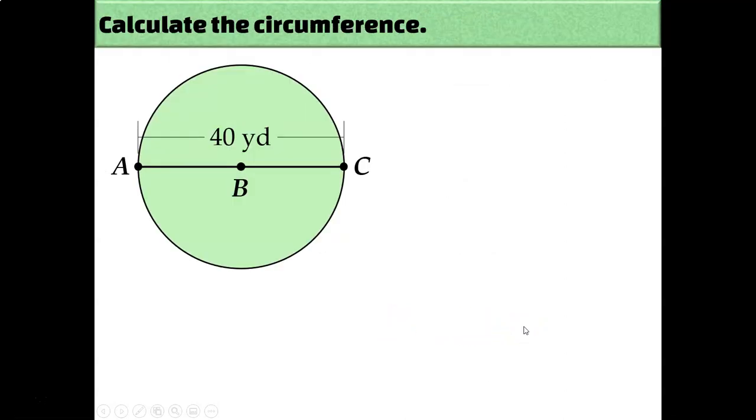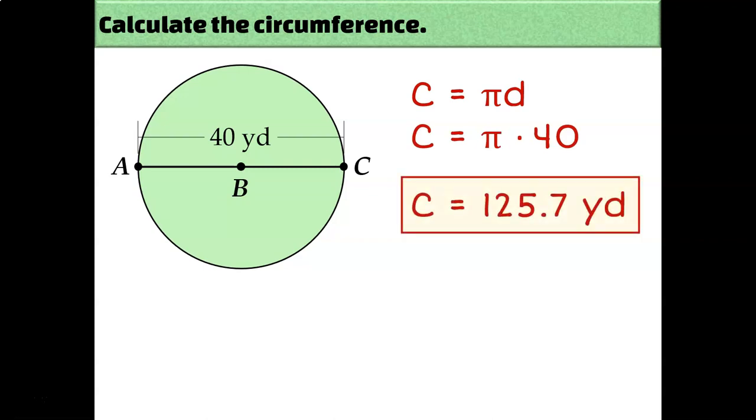So let's calculate the circumference of this circle. Since we know the diameter, the formula for the circumference that we'll want to use is circumference equals pi d. So I can say that the circumference equals 40 pi, which is approximately 125.7 yards.